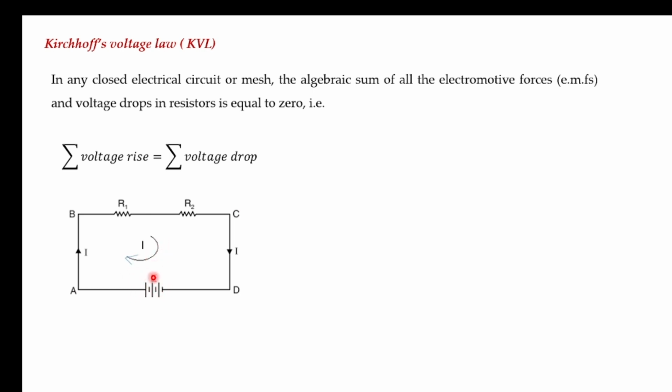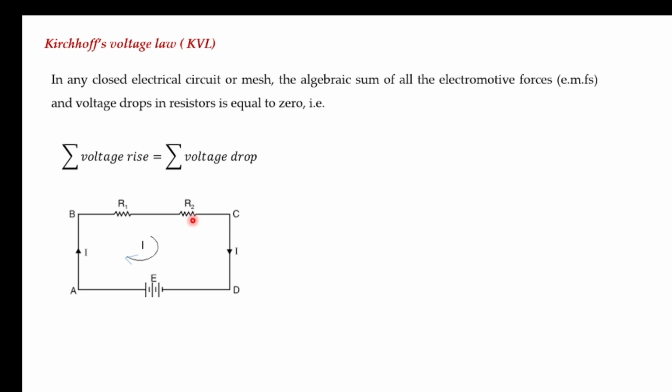So if it is the case, then this voltage is considered as a voltage rise. Okay, I repeat, if the direction of the current is from negative to positive with respect to voltage source, then it is assumed as voltage rise. On the other hand, if the same current flows from positive to negative with respect to voltage source, then it is assumed as voltage drop. And similarly, voltages across the resistors are considered as voltage drops.